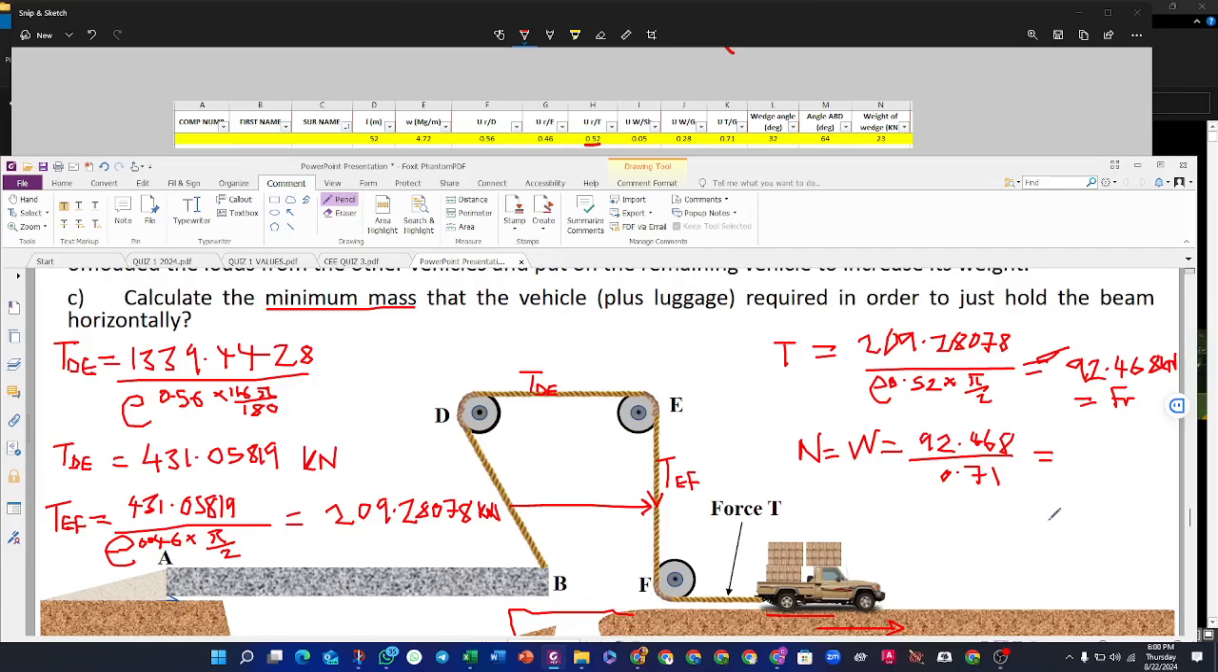Which gives us 130.236 kilonewtons, like that. So 130.236, that is the weight, which is also the mass which is required.